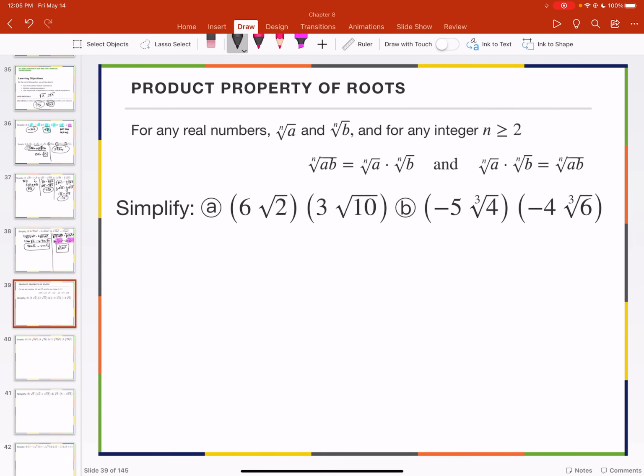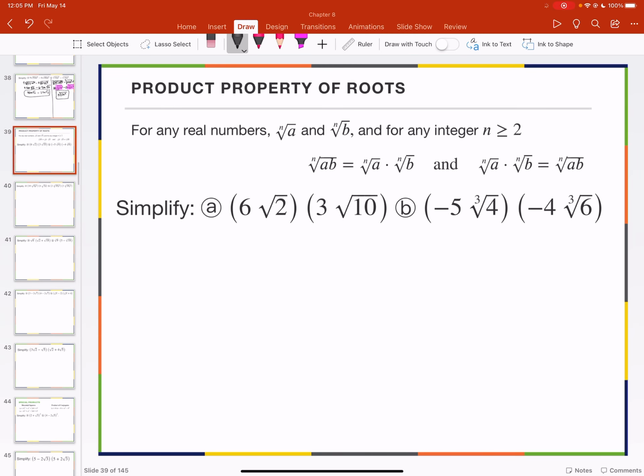Okay, so product property is the next thing we want to talk about. Product property is that when you multiply two radicals together, that's the same as taking the root of the product. So let's see this in action, right? It can go both ways. It can be split up or it can be condensed.